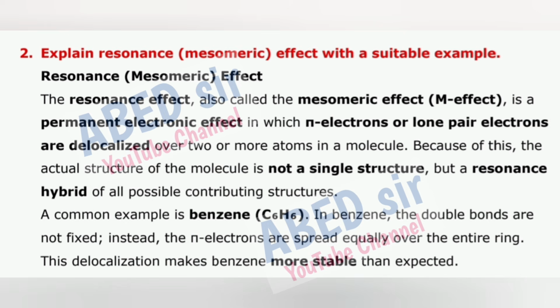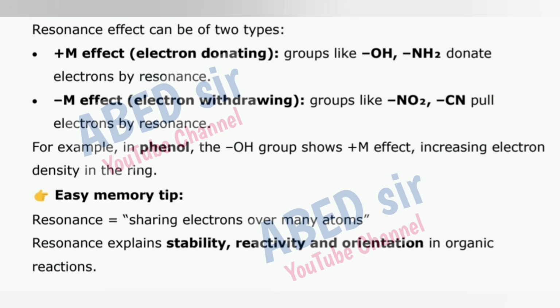In benzene, the double bonds are not fixed. Instead, the electrons are spread equally over the entire ring. This delocalization makes benzene more stable than expected. Resonance effect can be of two types. +M effect, electron donating groups like OH, NH2 donate electrons by resonance. -M effect, electron withdrawing groups like NO2, CN pull electrons by resonance. For example, in phenol, the OH group shows +M effect, increasing electron density in the ring.